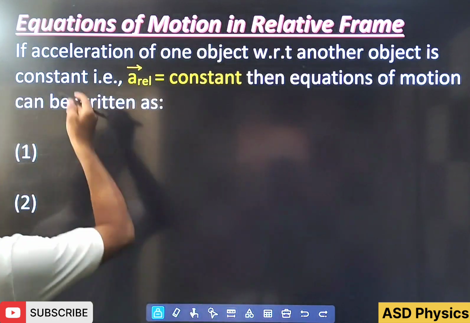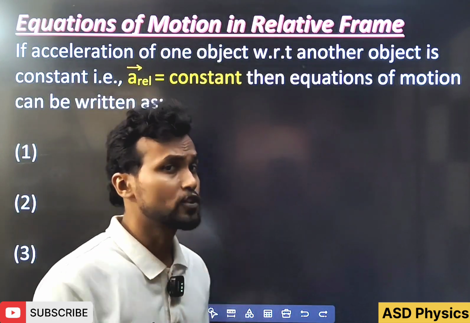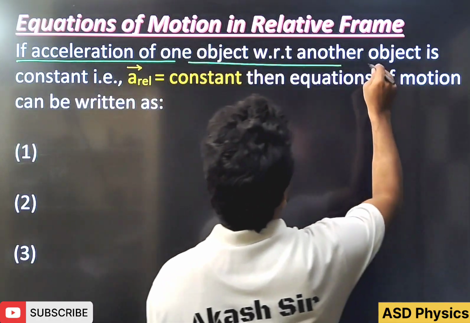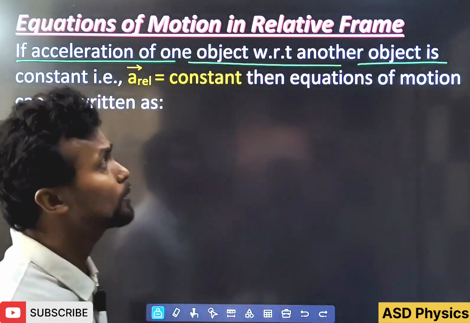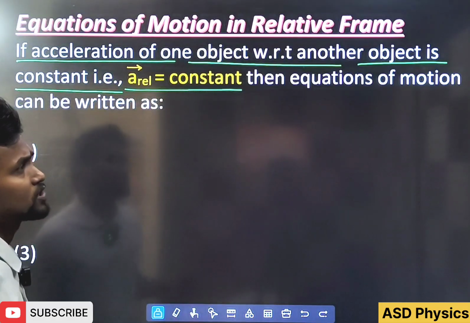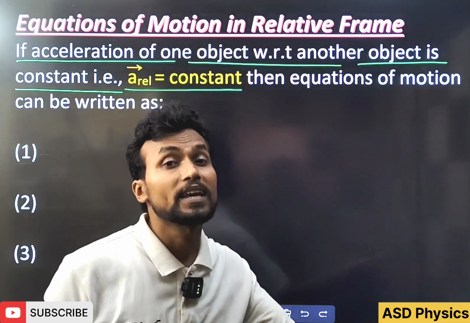Now let's see the other thing. So here you can see the topic is equations of motion in a relative frame. Now see here, if the acceleration of one object with respect to another object is constant, or what we can tell, A relative is constant. A relative means I can tell B with respect to A or A with respect to B.